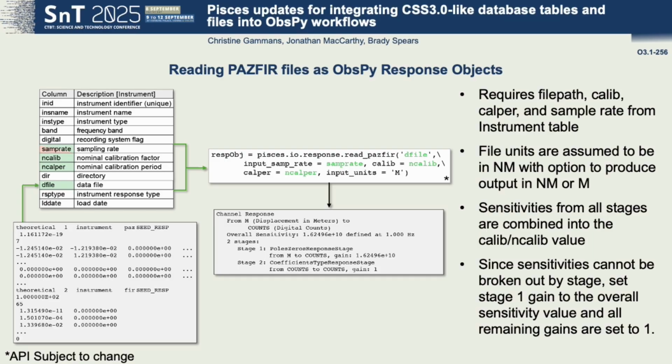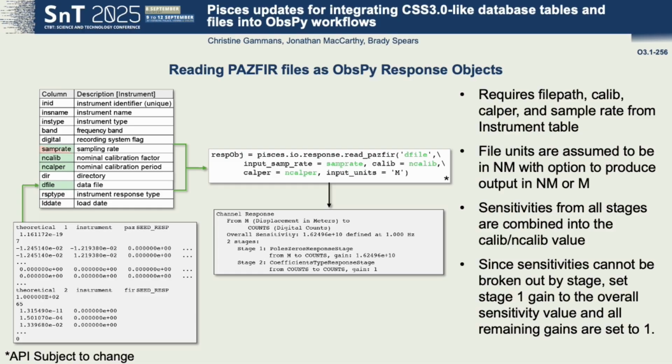You can also see that once you have the file, I show the workflow into the dfile location, the inputs into the response object conversion for the read_pasfir function, and then below that you see the actual response object and what it looks like for this file. Again, I used station ANMO, the station shown in the truncated example file in a previous slide.